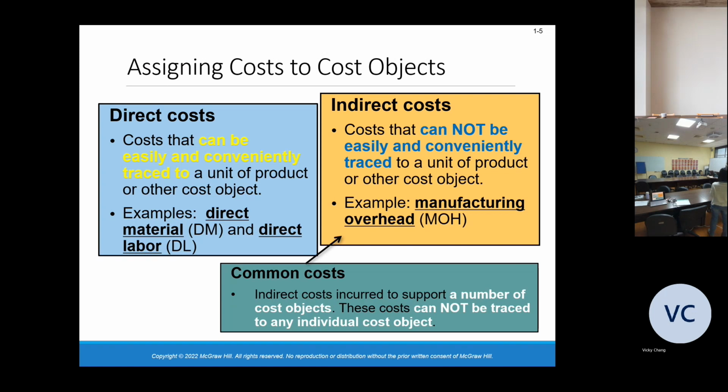It's hard to trace that to a single product or a single service. That is common cost, like the rent of the factory, because everything we sell is produced in this factory. Can you identify how much of the rent can be traced to a single product? It's hard. So we will say that it is a common cost or indirect cost.